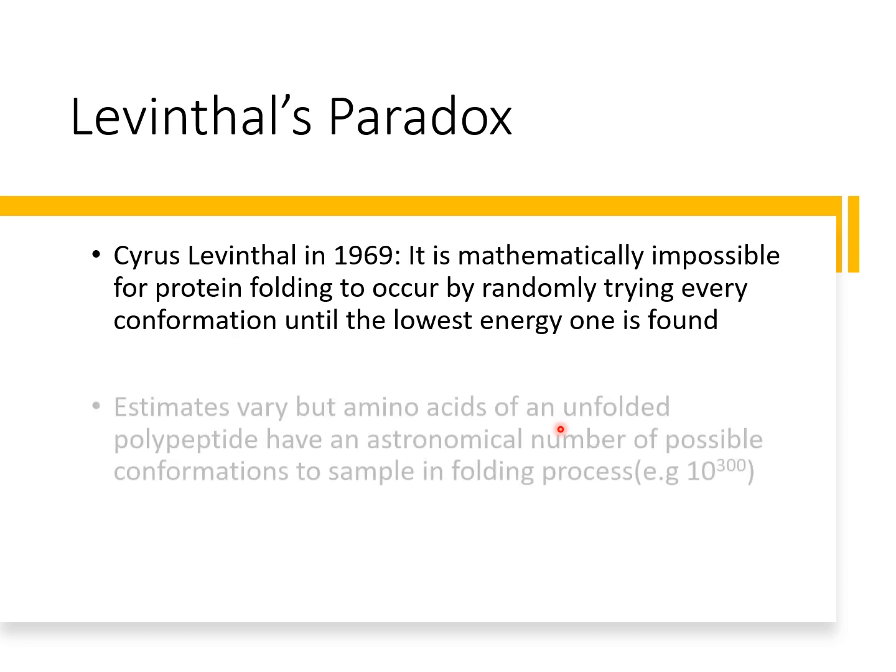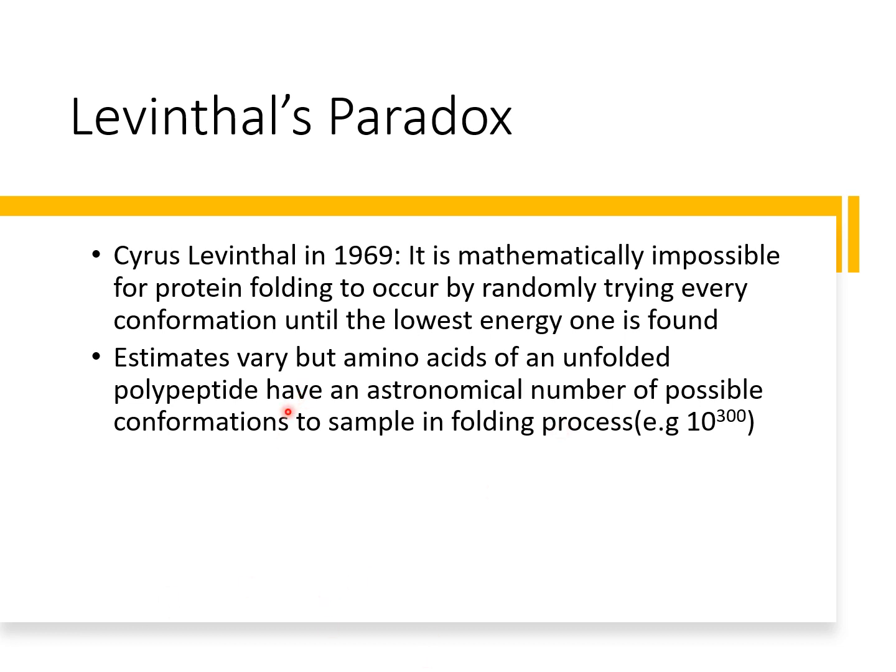Let's delve into that just a bit more. So estimates vary, but amino acids of an unfolded polypeptide chain have a truly astronomical number of possible conformations to sample in the folding process. In one of Levinthal's papers, the degrees of freedom in terms of amino acids sampling different conformations in the folding process could be as high as 10 to the 300. This is a more astronomical number than our imaginations can really wrap our minds around.